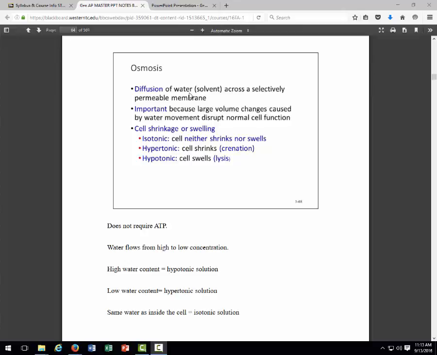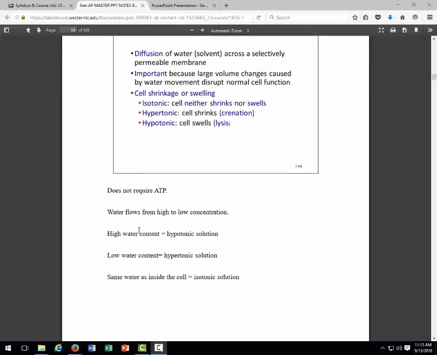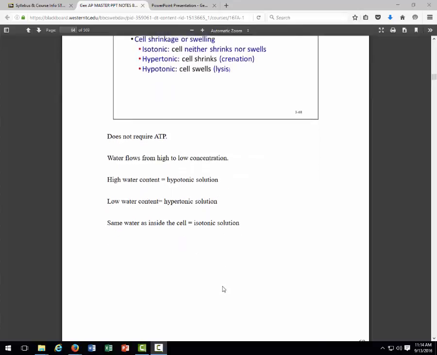And then hypotonic would be when the cell is in a low solute concentration, a very dilute solution. That's going to cause water to flow into the cell because now the water is more concentrated than the environment around it, and water is going to flow into the cell and cause it to burst. So lysis is when something blows up and explodes, breaks down. So that would be a cell in a hypotonic solution. So high water content in the solution, we call hypotonic. Low water means hypertonic. And if it's the same, then it's isotonic.